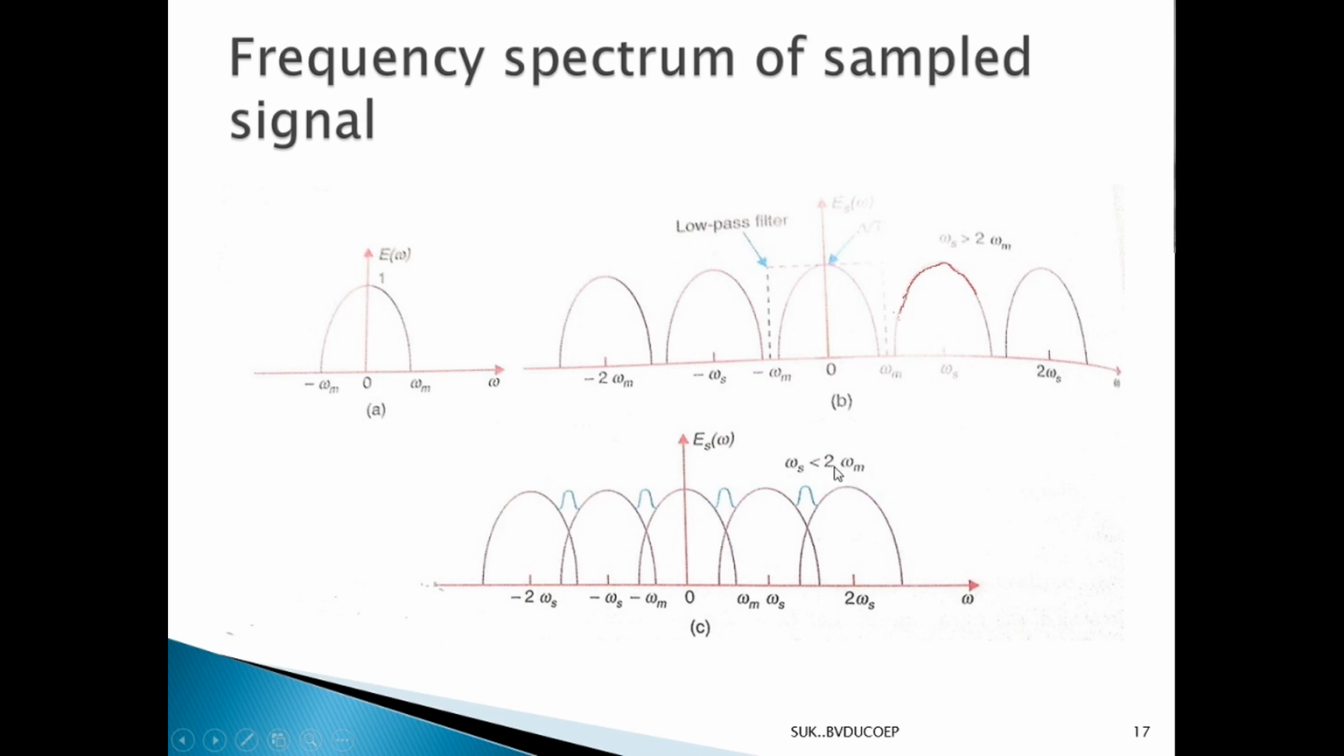But if the sampling frequency is very low, suppose 100 kilohertz is the signal frequency and I am sampling at 10 kilohertz or even lower, then you will see the folding effect. So what is happening here? This is the sampling frequency. The actual frequency band is this. So this will actually be Ws by 2. So there is a folding effect.